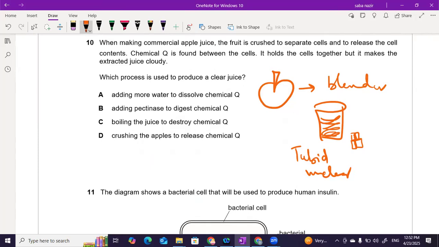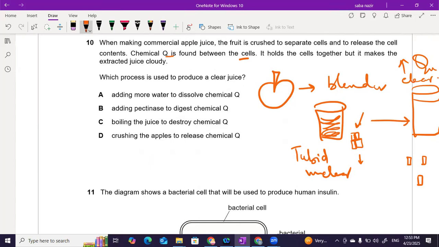When making commercial apple juice, the fruit is crushed and releases the cell content. Chemical Q is found between the cells, like what I was talking about. It holds the cells together, and due to the presence of these groups of cells, the solution is turbid. If we use an enzyme, this enzyme actually breaks the bond between these cells, right? And each cell gets separate. It has two effects. Number one, the quantity of juice increases, and the juice becomes clear, right?